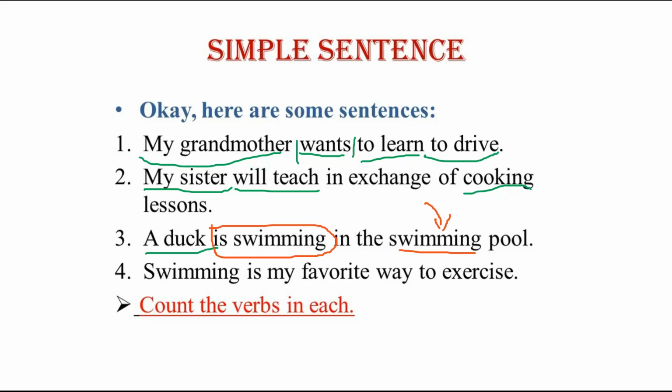Swimming is my favorite way to exercise. Okay, here the verb is just is, because swimming is a special kind of noun called a gerund, because it describes a kind of sport or a kind of exercise, so it is not a verb. Is the last sentence clear? The fourth sentence: swimming is just a gerund, it is not a verb. Okay.